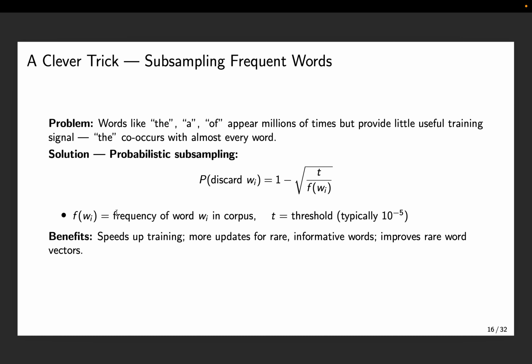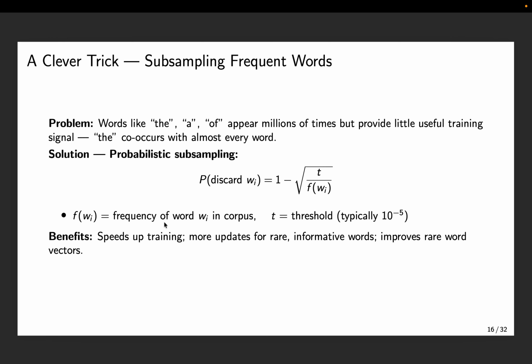Let me compute a real example. Take "the". It appears with a frequency of roughly 0.05, or 5% of all words, and this is the probability calculation. So nearly every occurrence of "the" is just thrown away during training. Now take "neural". Frequency roughly 0.0001, or 0.01% of the words, and this is the probability, which is equivalent to 68.4%.